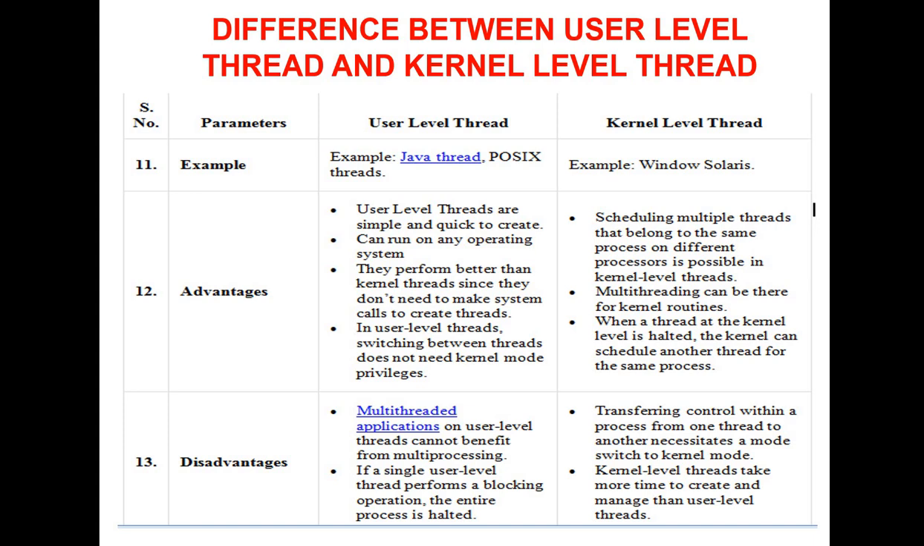Some of the disadvantages of user level threads are that multi-threaded applications on user level threads cannot benefit from multiprocessing. If a single user level thread performs a blocking operation, the entire process is halted. In kernel level threads, transferring control within a process from one thread to another necessitates a mode switch to kernel mode. Kernel level threads take more time to create and manage than user level threads.